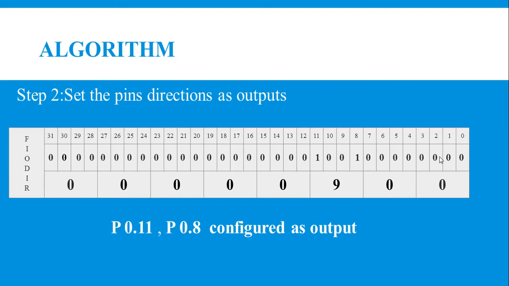If you want to change the direction to output, then you have to write or pad 1 to the corresponding bit position. Here we are padding for the 11th as well as 8th bit position. Therefore, the corresponding hexadecimal value is 0x00000900. And you should not disturb the direction of the rest of the pins. Therefore, the rest of the bit positions should be padded as 0, and you have to OR this value with the original content of the FIODIR register.